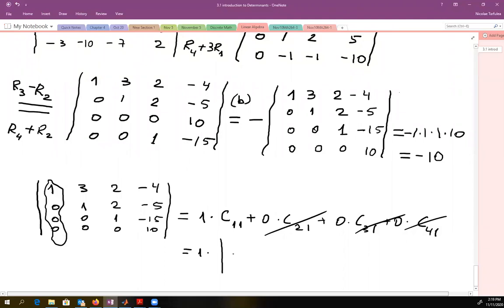What's the cofactor here? You know that this is negative 1 to the 1 plus 1. Then you cross out the first row and the first column, and you obtain this determinant: 1, 2, negative 5, 0, 1, negative 15, and then 0, 0, 10.